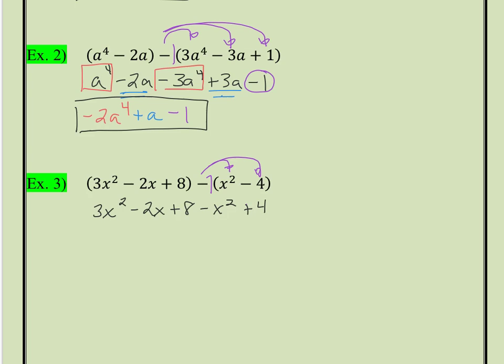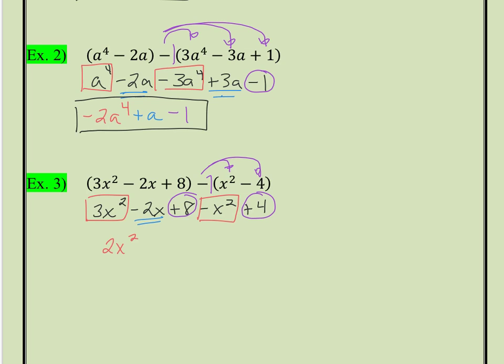So then our first term is an x squared. So this is another x squared. Our next term has a variable string of x. There's no other variable string with an x. Our next term is a constant, and we do have one more other constant. So focus on the coefficients now. 3 minus 1 is 2. So we end up with a 2x squared.